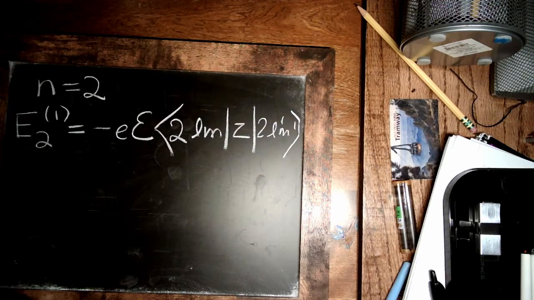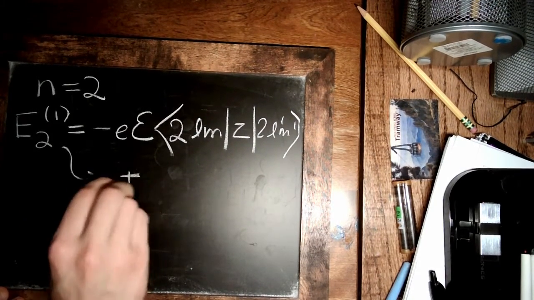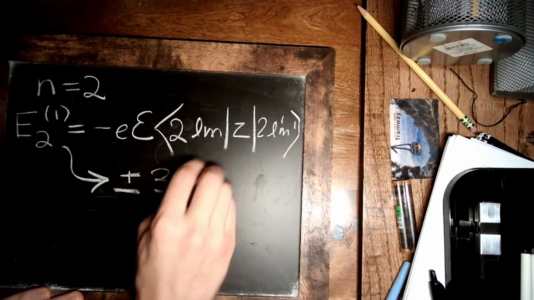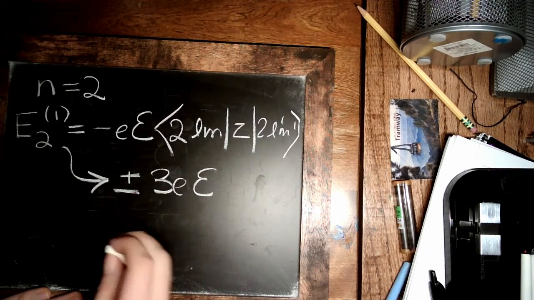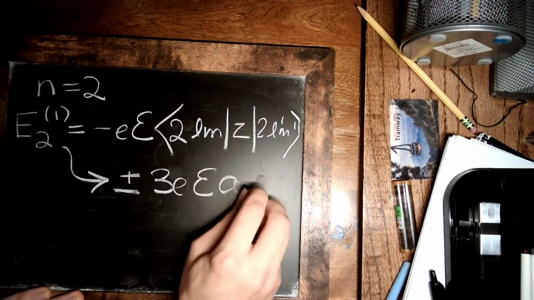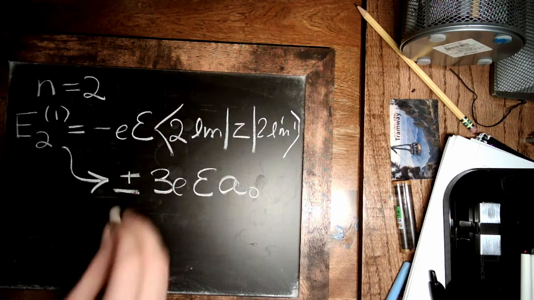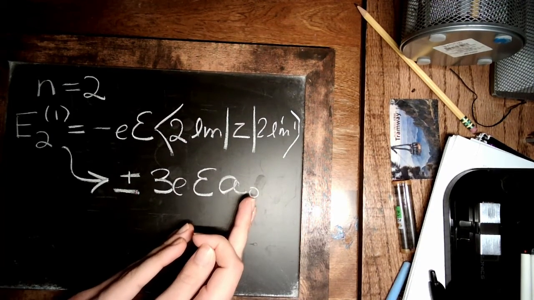And as a result of that, the energy actually splits to be plus or minus 3 E, the electric charge, times the magnitude of the electric field, and it gets multiplied by the Bohr radius, A0, which is a nice thing to have come out. But the question is, there are two energy levels now, whereas previously it was just one. What are the eigenstates for these energy values?